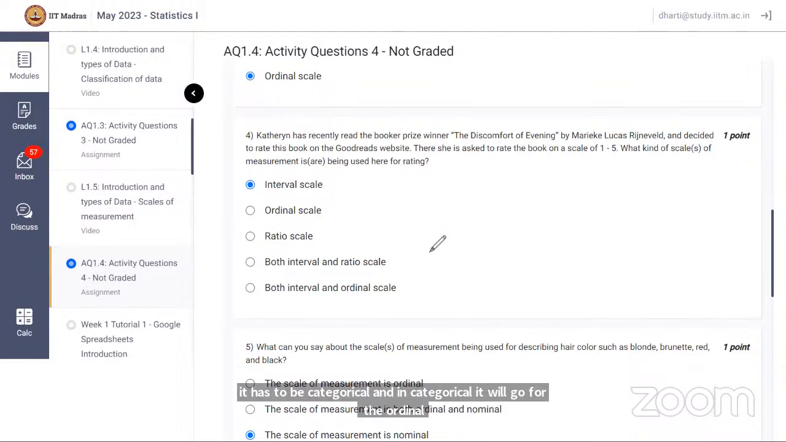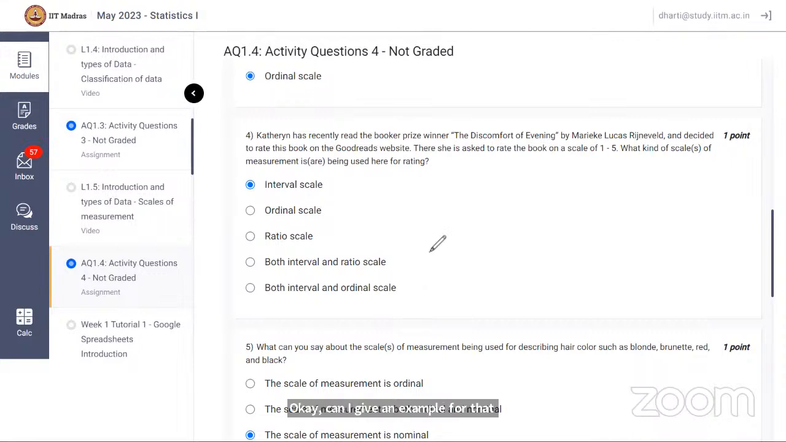Ma'am, can rating be a ratio scale? Yeah, then the context has to change. Can you give an example for that? As of now, being honest, I do not have any example for ratio as a rating, but in the next session I will come with that.